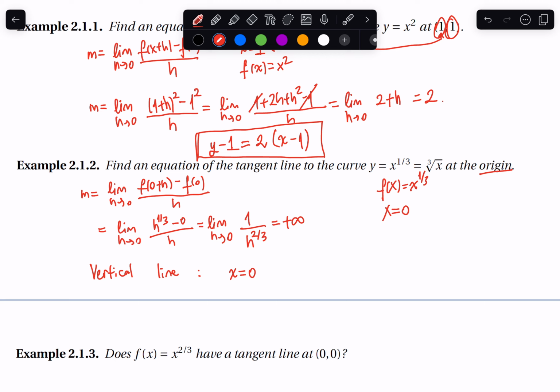Okay, so let me try to sketch the graph. So it will be something like this. So we have a vertical tangent line at the origin.